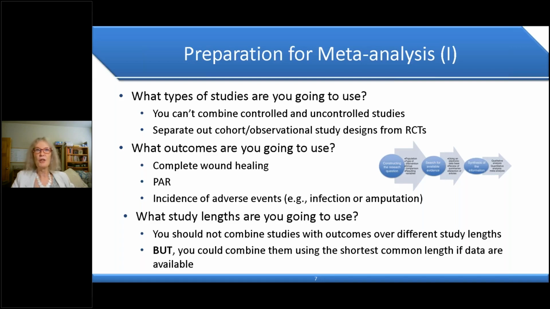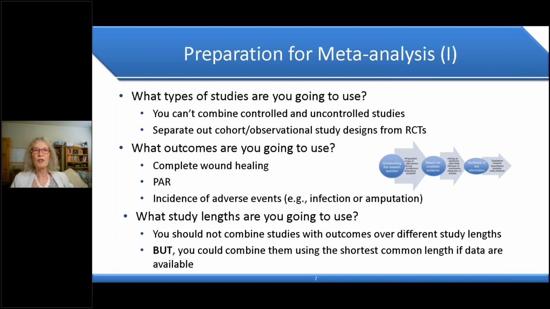They're just not done as frequently because the amount of data and the quality of the data typically isn't as good as RCTs, but you're welcome to do it. Next, you have to figure out what outcomes you're going to use. Complete wound healing is obviously the best and most common one, but it's not the only one. You could think about things like percentage area reduction. You could think about incidence of adverse events. For example, I'm looking at interventions that affect rates of amputation or infection of particular kinds of wounds.